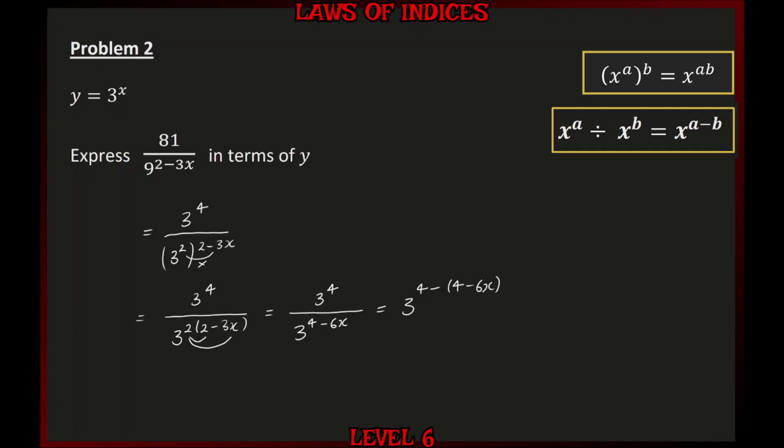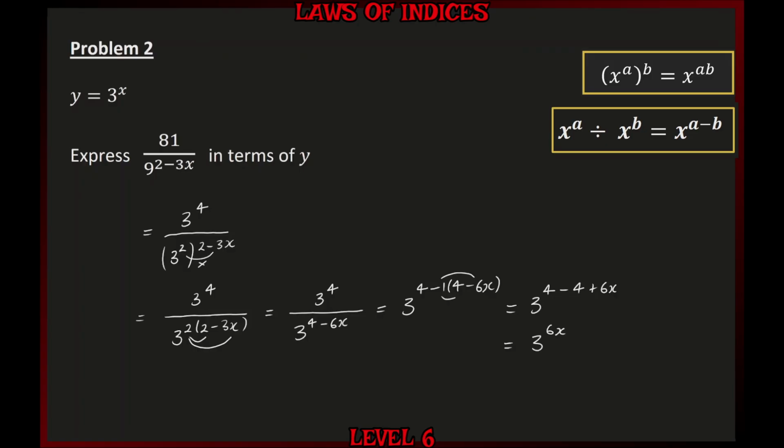Simplifying this further, this becomes 3 to the power of 4, and then we can think of this minus in front of the bracket as a minus 1. Then minus 1 times 4 is minus 4, and minus 1 times minus 6x is plus 6x. And simplifying this gives us 3 to the power of 4 minus 4, which is 0, plus 6x, which becomes 6x.